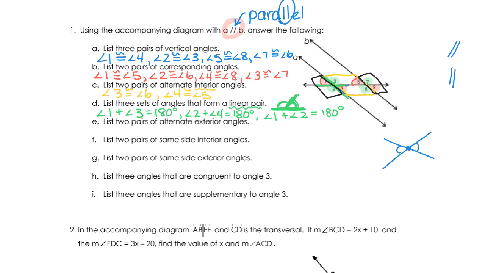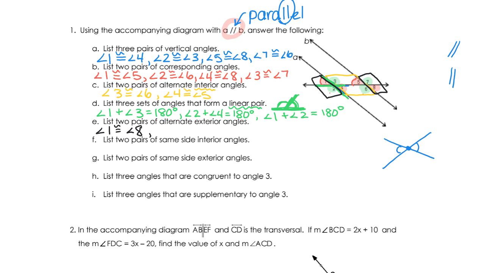An alternate exterior. So for instance, if I pick angle 1, his alternate exterior would be on the other side at the other end, and it would be angle 8. And notice angle 1 is red and angle 8 is red, and so those would be congruent because they're the same color, so they have the same measure.